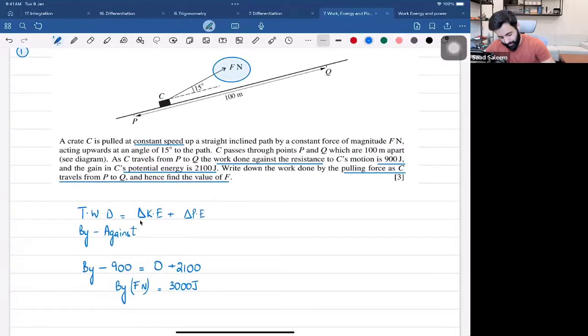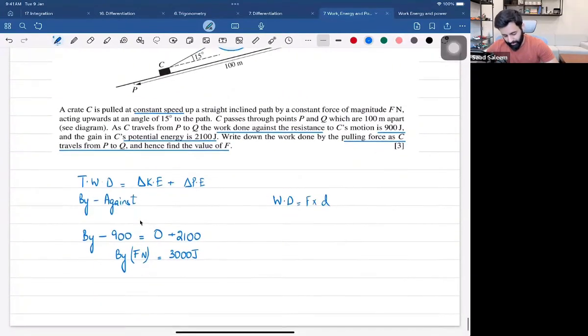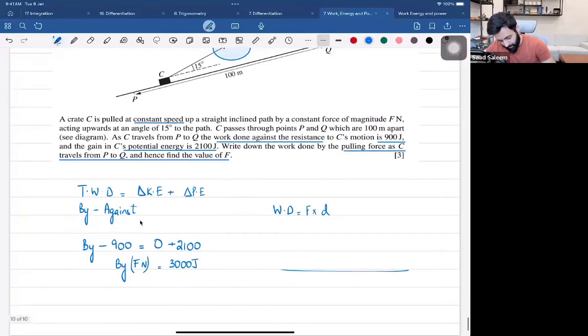Now the question is, how will I work out the value of F? We know very well that work done is equal to force times distance. Now, F is not in the direction the object is moving. The object is moving parallel to the plane and it moves 100 meters parallel to the plane. And we want the component which is parallel to the plane as well. And what's that going to be?